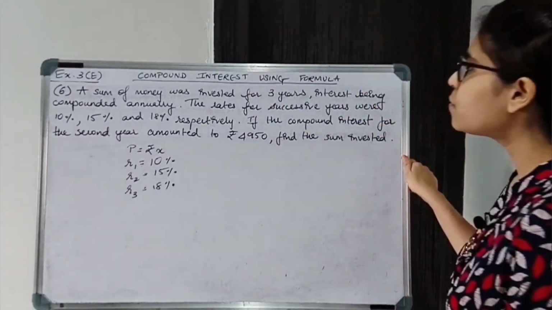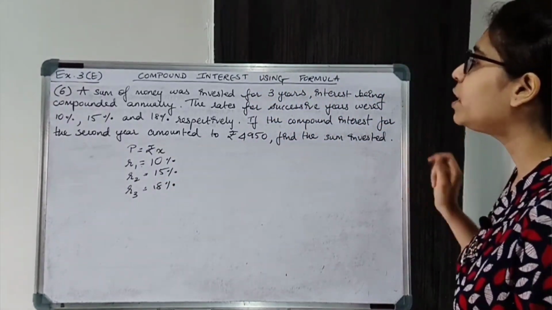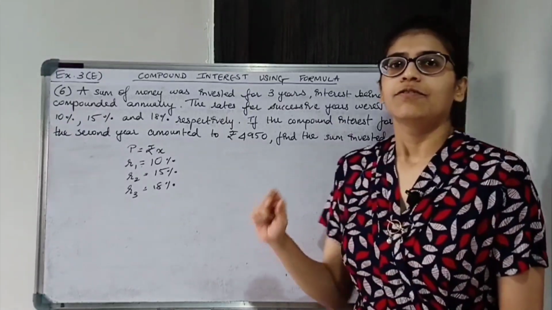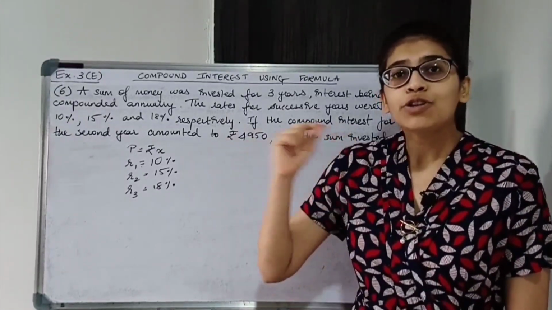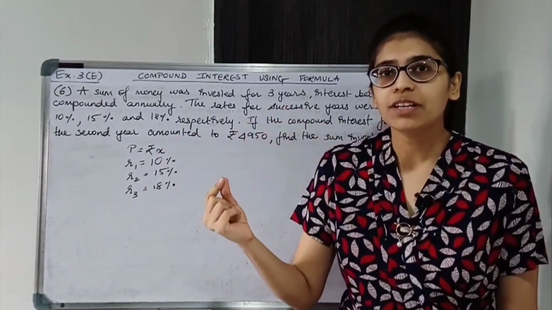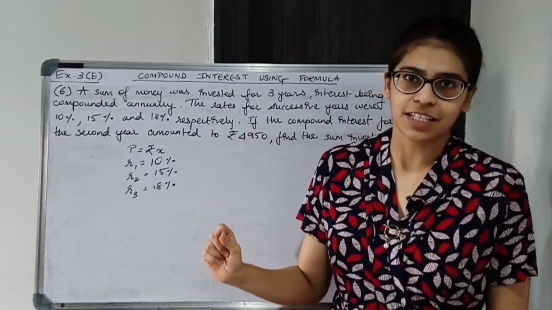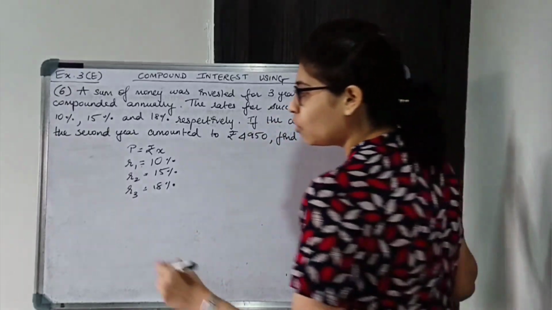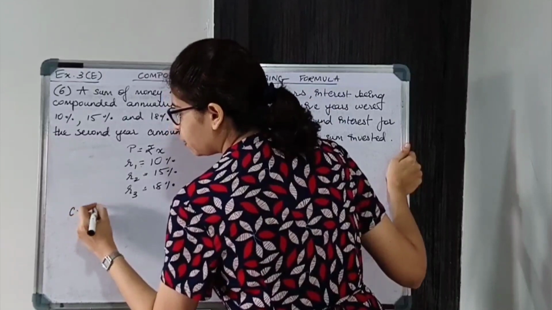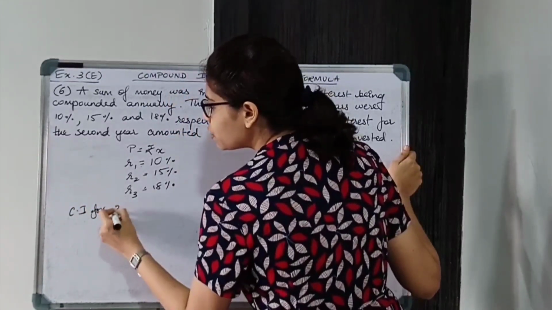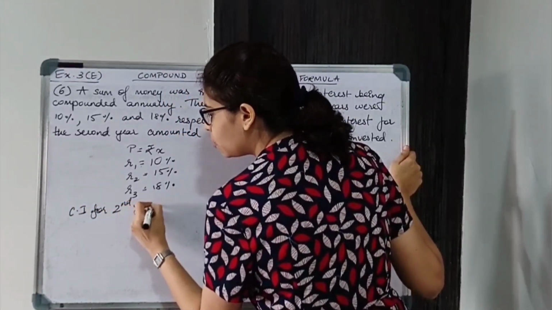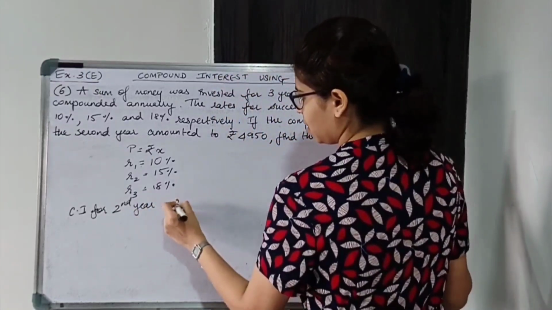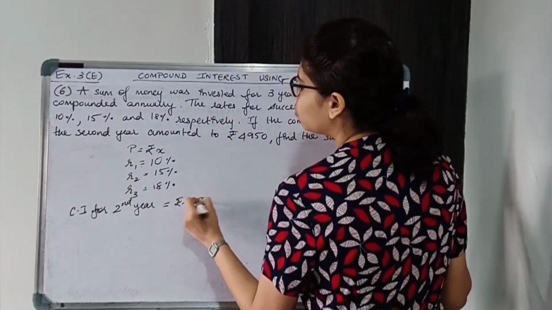If the compound interest for the second year amounted to Rs 4950. Compound interest for second year, not 2 years, only second year is given. So read the question very carefully. Compound interest for second year only is 4950 rupees.